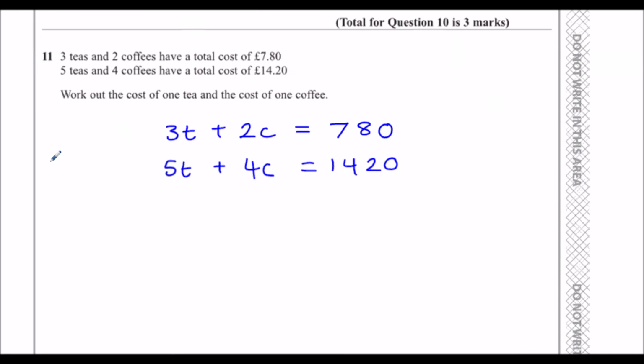So we need to make either the T's the same or the C's the same. I think it's going to be easier to make the C's the same. Usually I make T's the same, but this time I'm going to make the C's the same because it's easier. It doesn't matter if you make T's the same, you've just got harder multiplications to do. So I'm going to times the top one by 2, which gives me 6 T's plus 4 C's equals 2 780s. 2 700s is 1,400. 2 80s is 160. So that's 1,560.